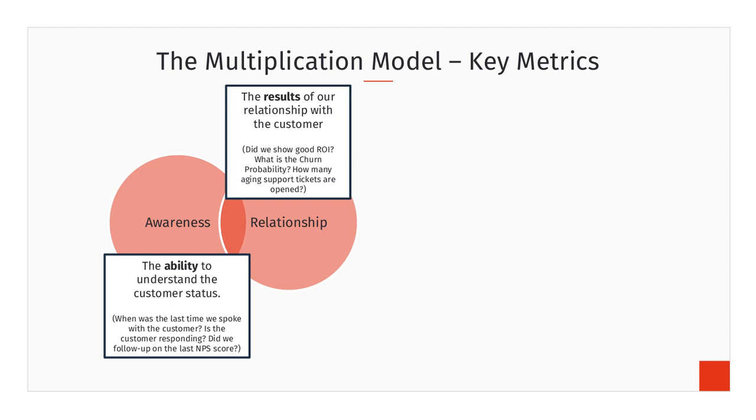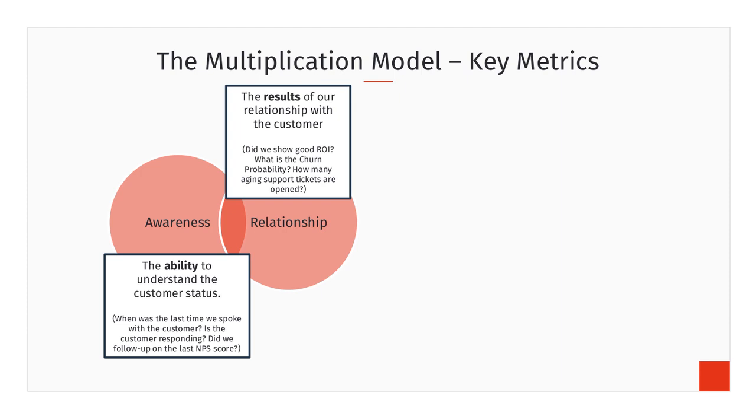The second thing is the outcome and the results of the relationship with the customer. Do we show good ROI? What is the CSM sentiment, or as we call it, churn probability? How many agent support tickets are open? Those first 2 basically talk about the communication and relationship between us and the customer.